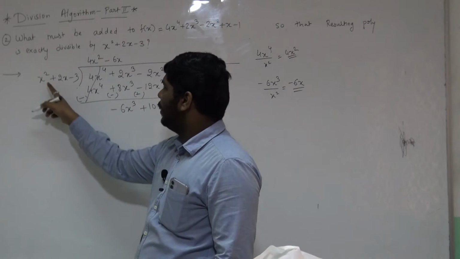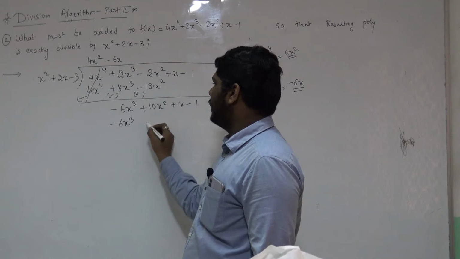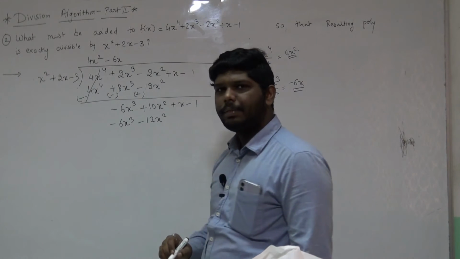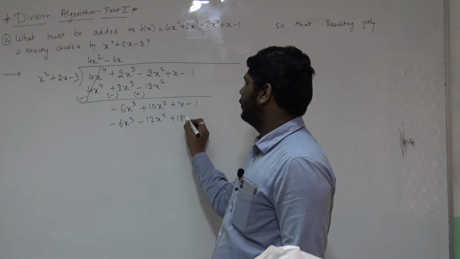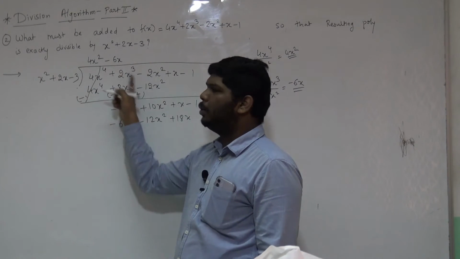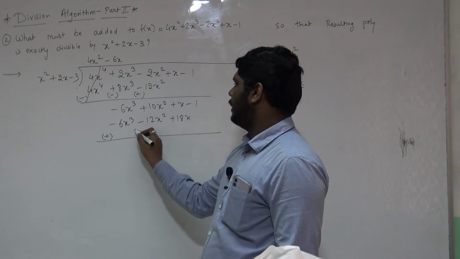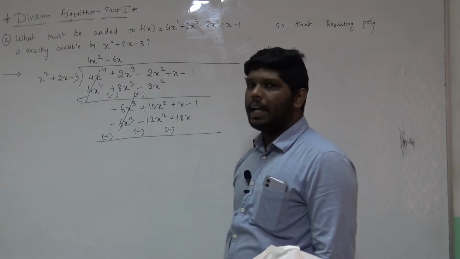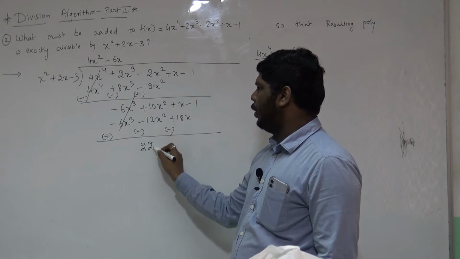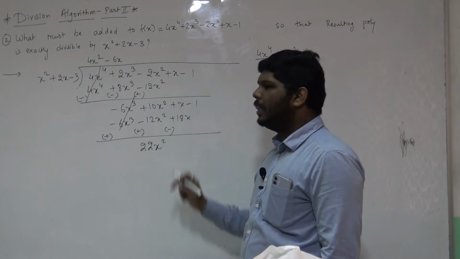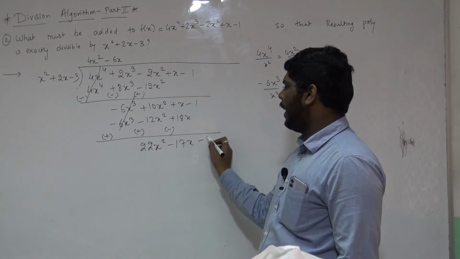Now if you again start multiplying, this will give you minus 6x cube. Plus 2x into minus 6x will be minus 12x square. Minus 3 into minus 6x will give you plus 18x. Minus into minus will be plus, 3 into 6x will be 18x. Again change of sign. So plus, plus and minus. So this got cancelled now. Next term you can see we have 10 plus 12, so that will be 22x square. Then x minus 18x, 1 minus 18 will give you minus 17x, and minus 1 as it is.